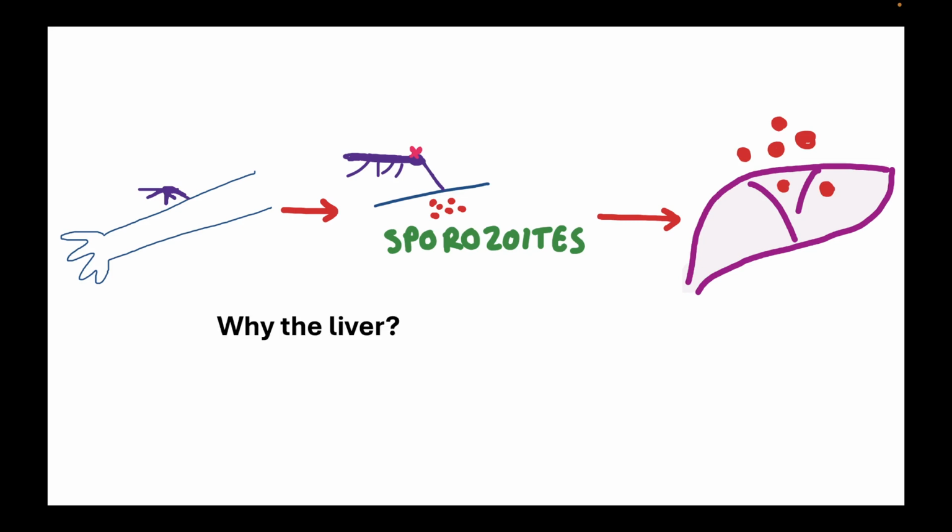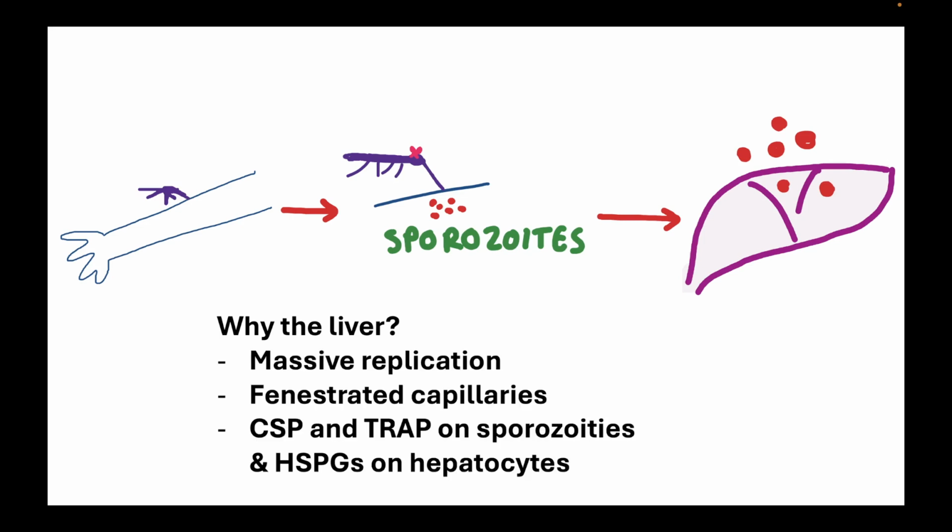Now, why specifically the liver? So in immunology, you have to question everything. So why the liver specifically? It's because one, the cells, the hepatocytes, there's a lot of metabolism going on in the liver. There's a lot of protein synthesis because it needs a lot of enzymes for those enzymes to be used in like glycogen or like metabolism, biochemistry. So there's a lot of protein synthesis happening. There's a lot of replication happening. So it's like a convenient place for the sporozoites to grow.